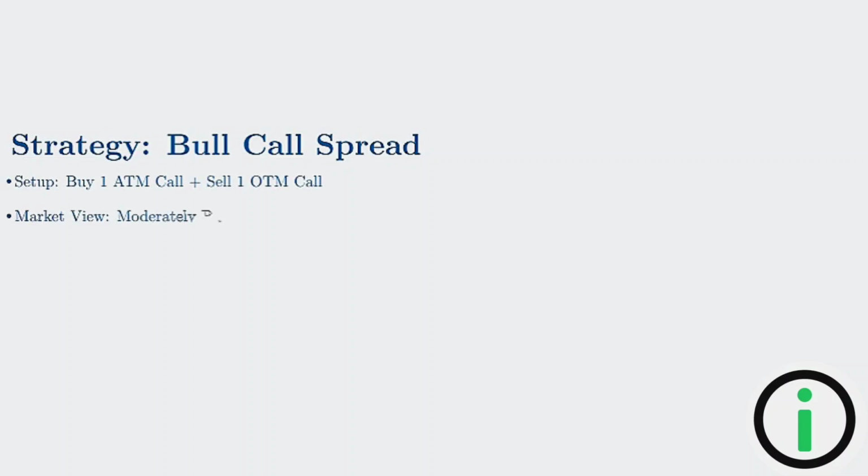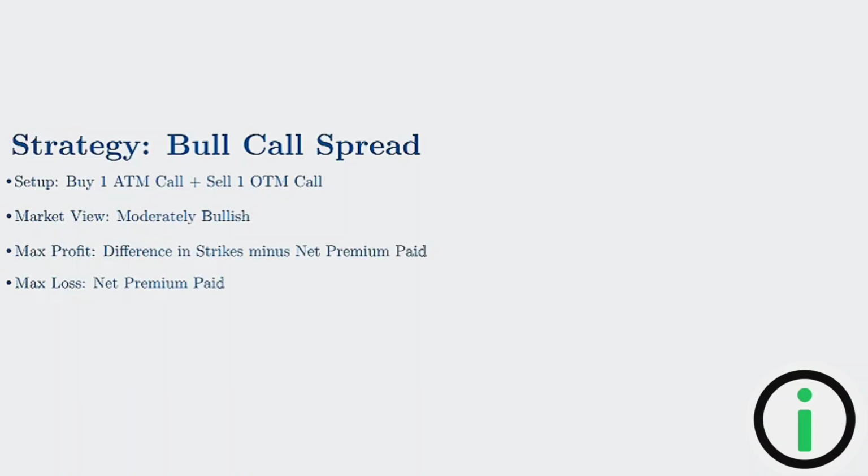Our next strategy is the bull call spread. This is a vertical spread designed for traders who have a directional bias but want to trade more efficiently than simply buying a call. The setup involves two legs. You buy an at-the-money call to catch the upside, but you simultaneously sell an out-of-the-money call at a higher strike price. Selling that higher call generates a premium that offsets the cost of the call you bought.